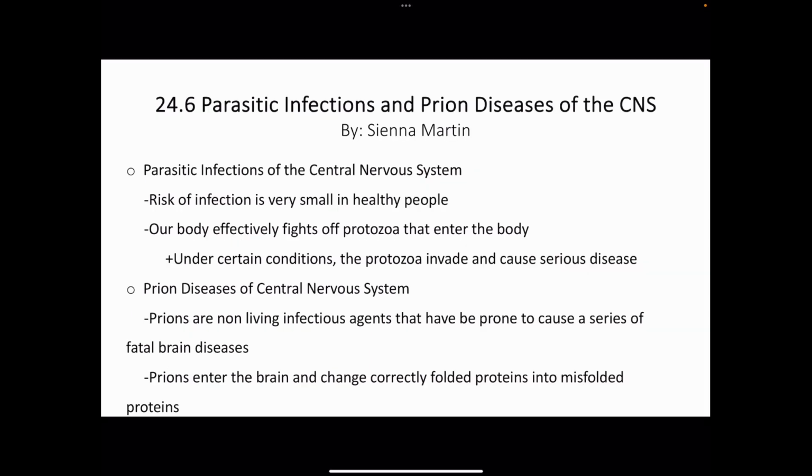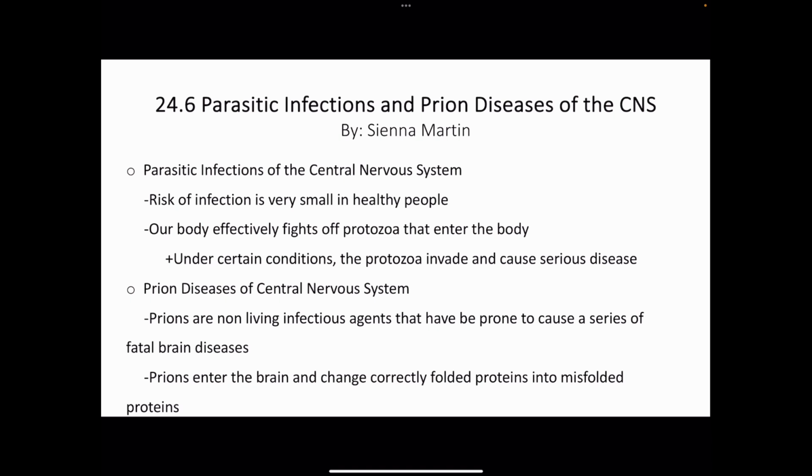Hello, I am Sienna and I'll be explaining 24.6, the parasitic infections and prion diseases of the central nervous system. To start off, I will discuss parasitic infections and prion diseases. Both parasitic and prion diseases mostly appear in immunocompromised individuals, as protozoa and prions can cause infection if they are able to hide from the immune system.